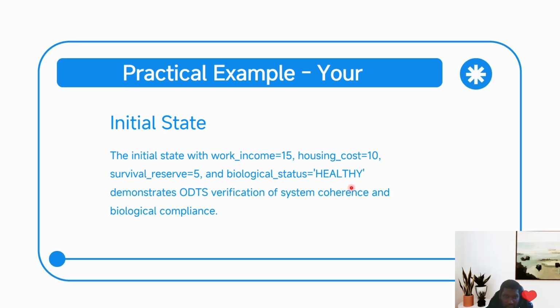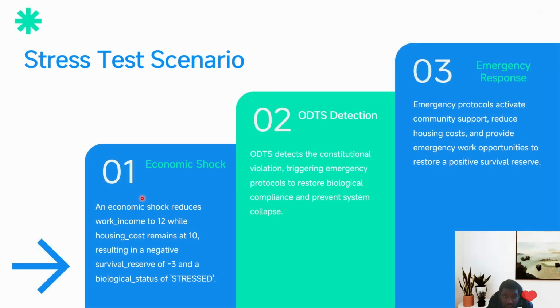Survival reserves. The biological status is healthy, and the system correlates with compliance. And then you get an economic shock. An economic shock reduces black income while housing meets 10. Survival and stress. Biological stress. And then OGTS detection. So basically, it's a stress scenario. So, environment is also negative, minus 3. OGTS evaluation triggers emergency protocol, restores biological compliance, and preserves scala.